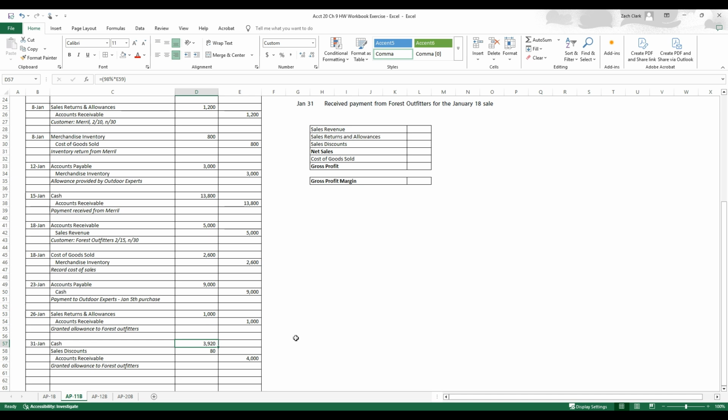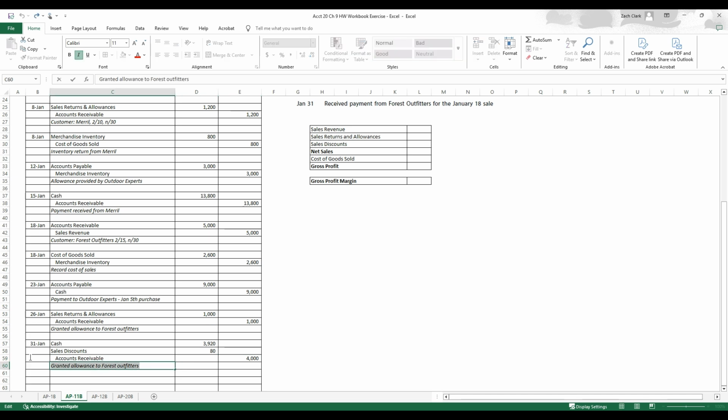So yeah, they paid us quickly. So we said, you owed us $4,000, but we'll let you pay $3,920 instead because you paid us within 15 days. And that's how we record that. So we got the cash, we recorded a contra revenue, sales discount, and then we got rid of the accounts receivable off our books because they're fully paid up.